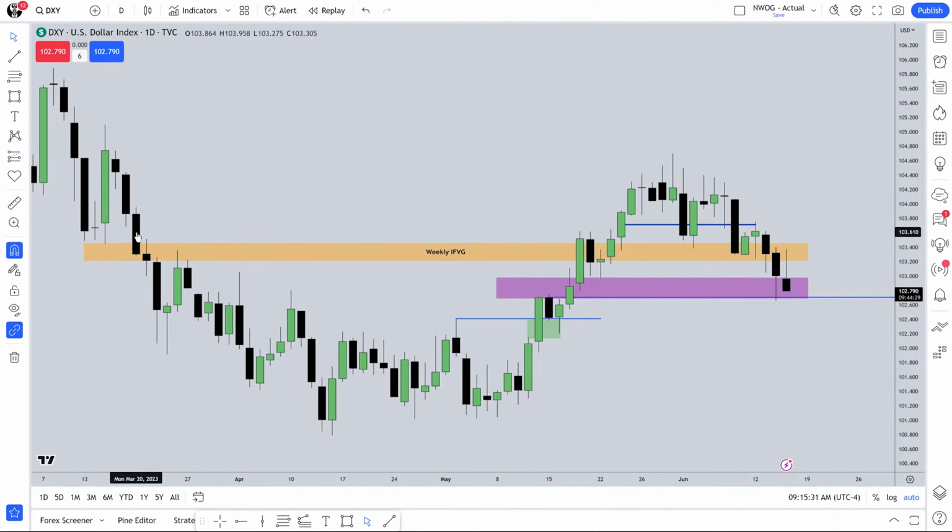You see that right there? Notice that that is not what you see inside of the shaded area here. That was the weekly inversion fair value gap.